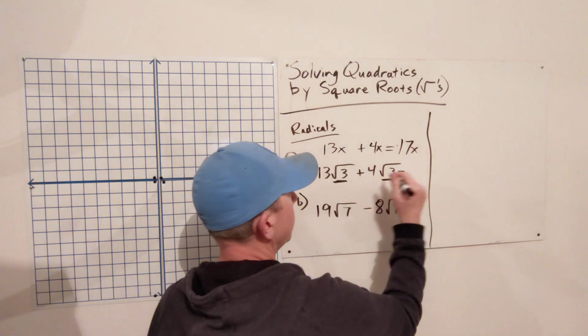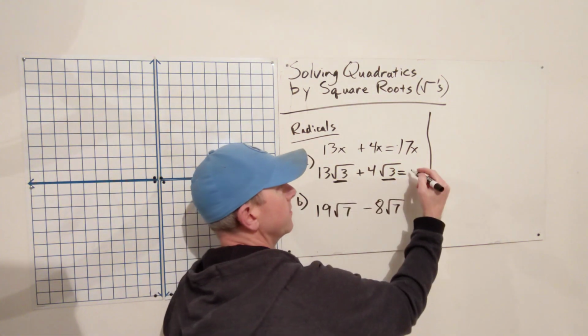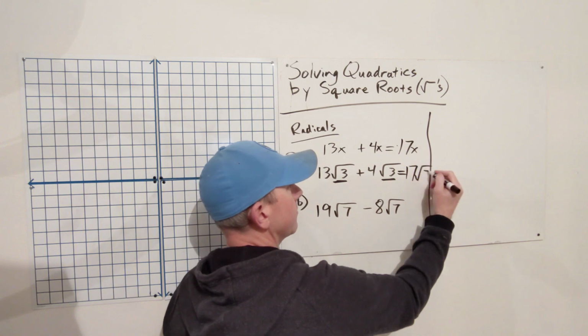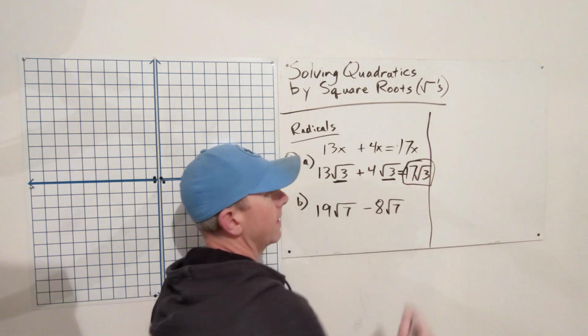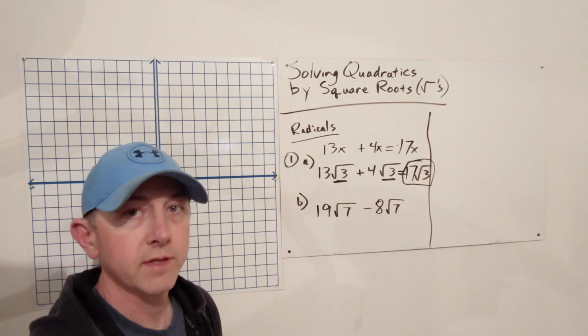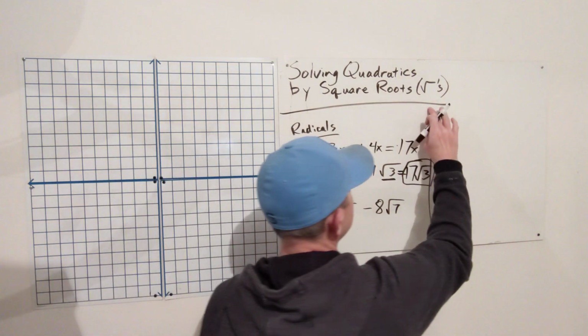So 13 plus the 4, these are like a label. So we've got 17 radical 3, that would be my answer. Okay, so 17 radical 3 would be my answer there.